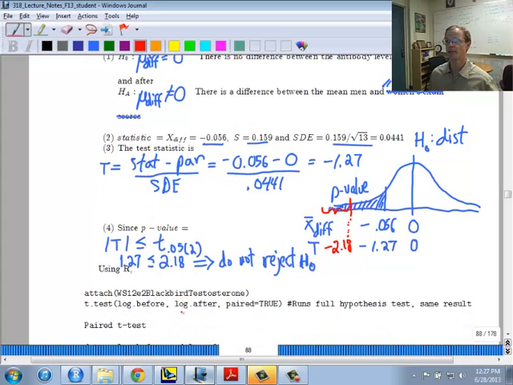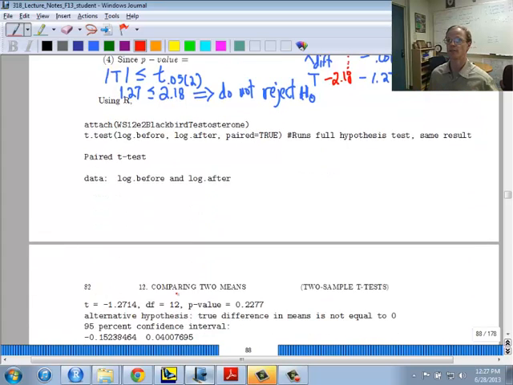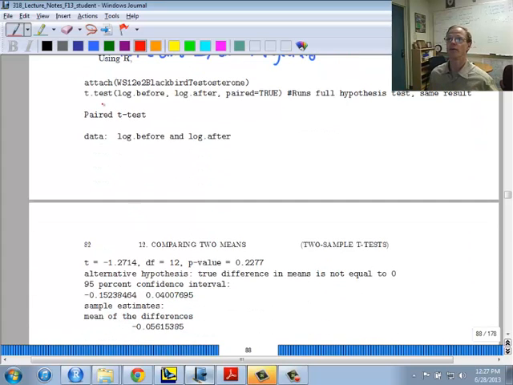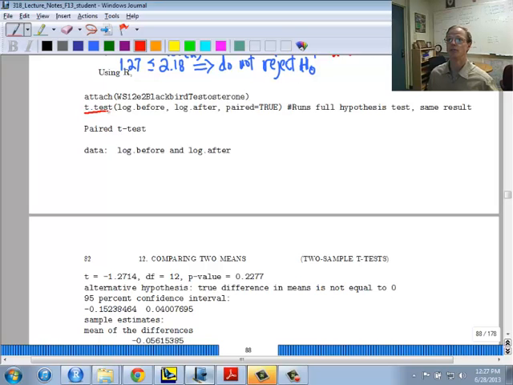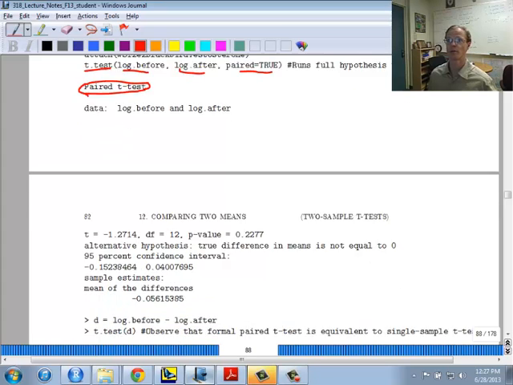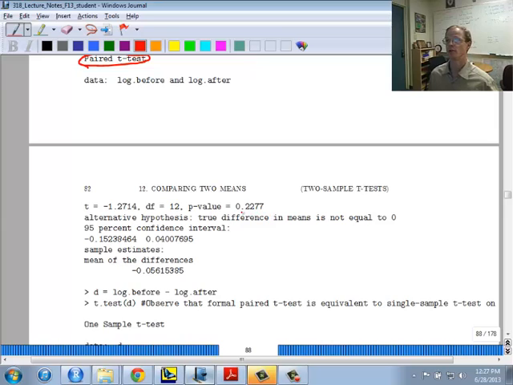But what I'd also like to do is show how to do this in R. If we do t.test on log before, log after, using paired equals true, need that parameter. It's defaulted to not be paired. Then it's going to give us the paired t-test with results forthcoming. And so notice the p-value there. We had the 0.23. We matched that. Degrees of freedom, t-statistic. We're good to go.